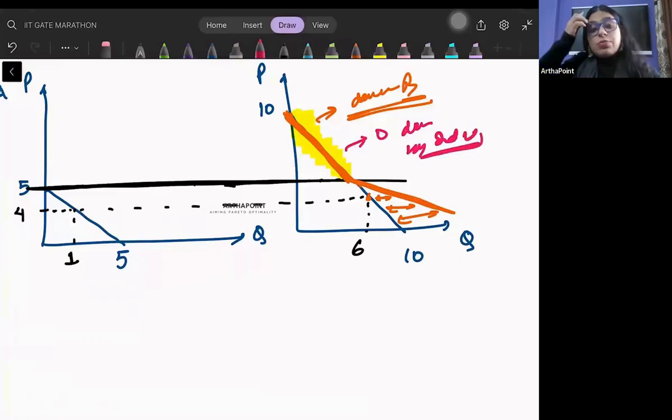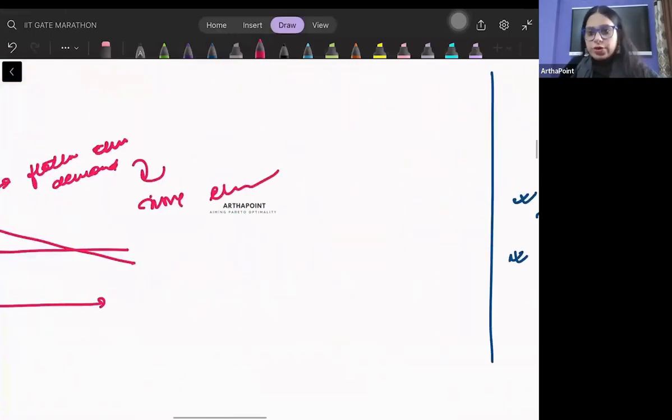You need to understand this, it is very important. We should not add directly and blindly. We need to understand that there can be a part where the other individual is not demanding. Yes, you can call it a step function or a kinked demand function, right? So this is also important.